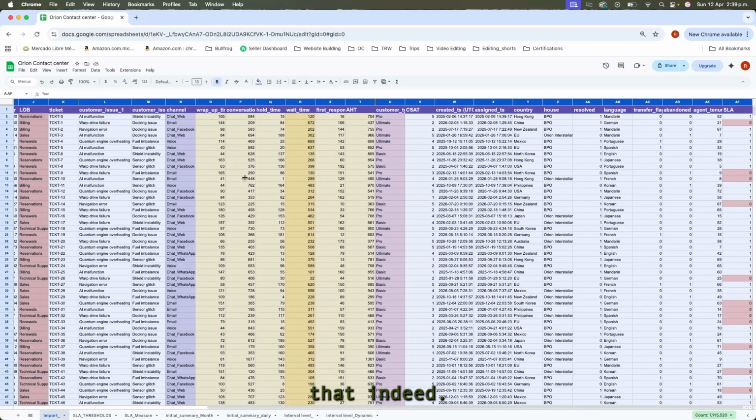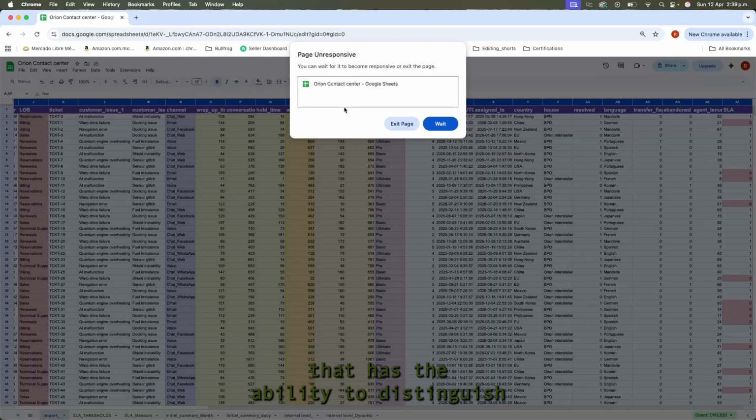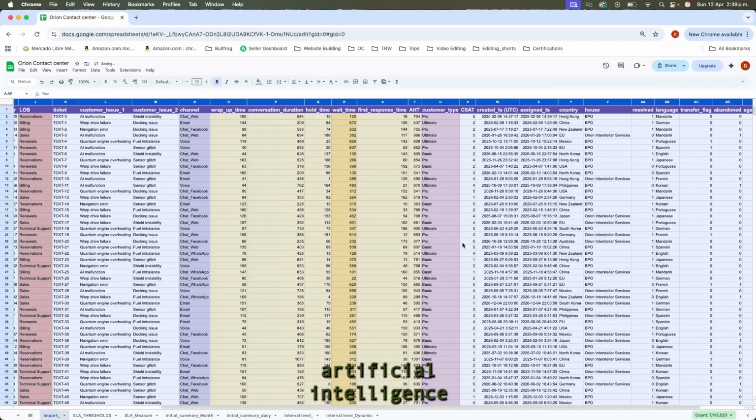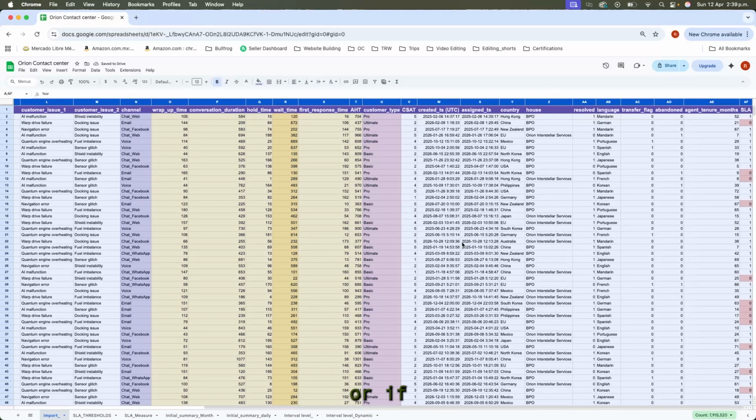companies that indeed rely a lot on artificial intelligence tools, but still we need the human element that has the ability to distinguish between an accurate analysis made with artificial intelligence or if there is something that is going wrong.